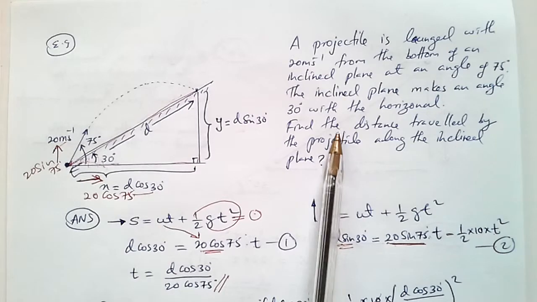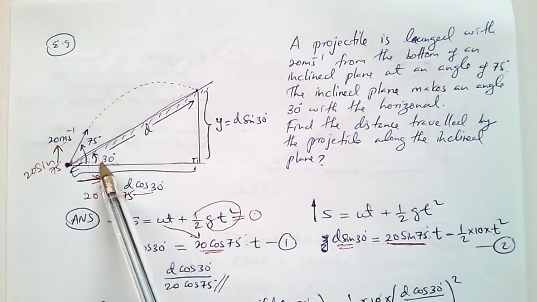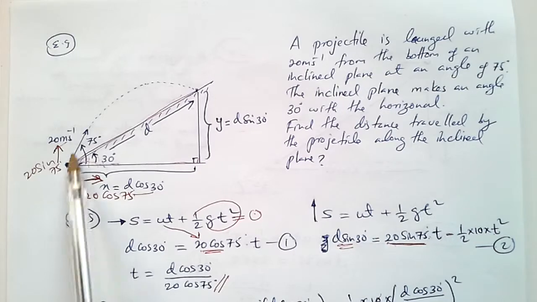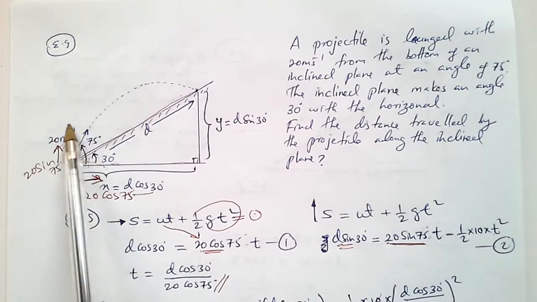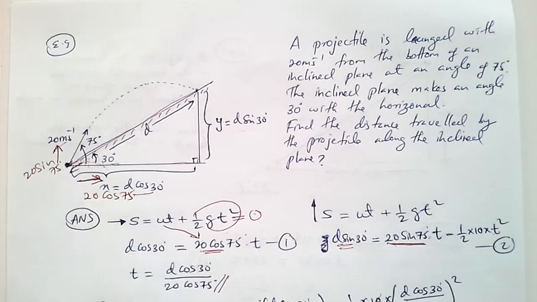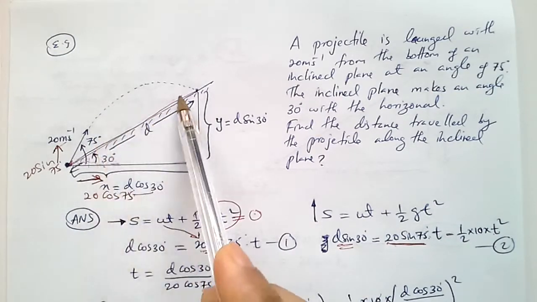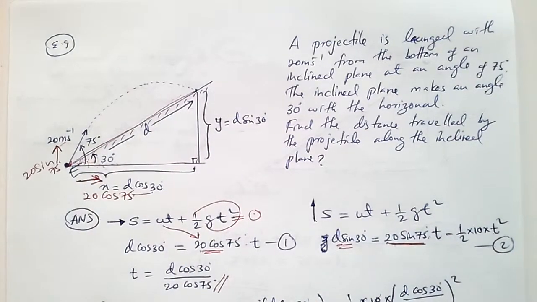So the question is, there is an inclined plane. This makes an angle of 30 degrees with the horizontal, and a projectile is launched at 75 degrees with respect to the horizontal axis, at 20 meters per second. You need to find the distance traveled along this inclined plane. What is the distance traveled along this inclined plane? So how do you do this?